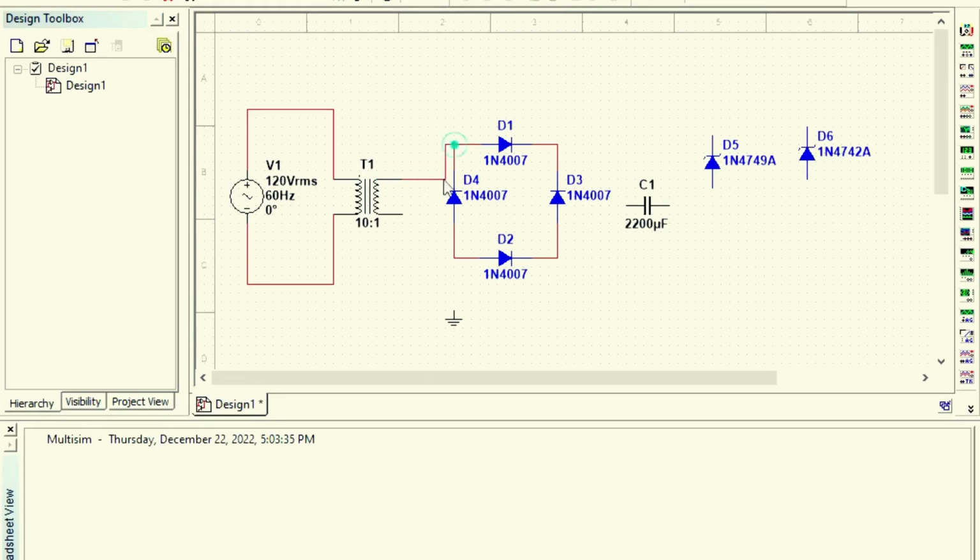Connect the positive of the secondary of the transformer to the point where the D1 anode and D4 cathode are connected. And the negative of the secondary of the transformer to the opposite point where the D2 cathode and D3 anode are connected.